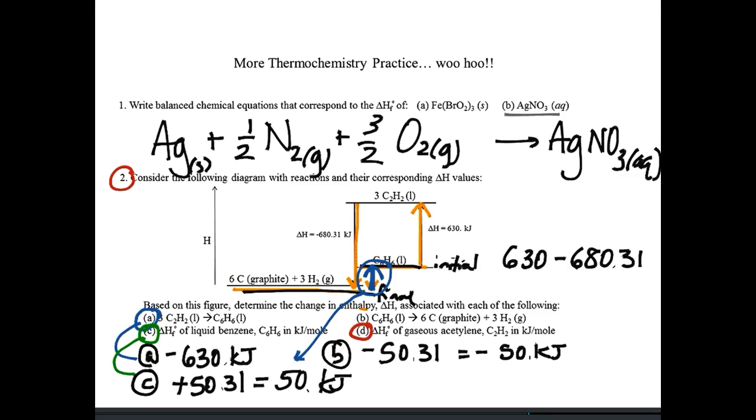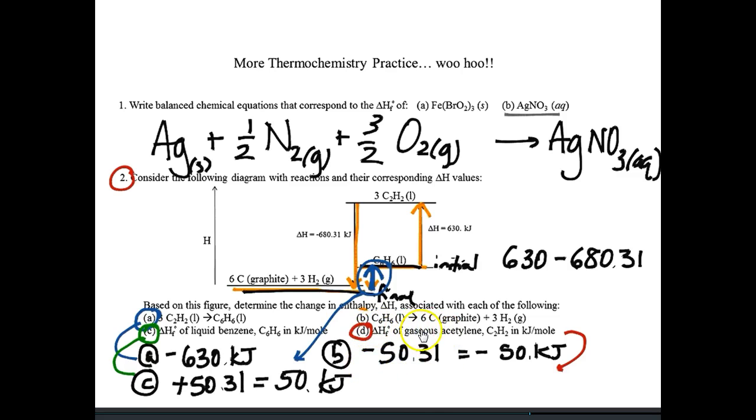Last but not least, part D, heat of formation of gaseous acetylene in kilojoules per mole. Now, the acetylene up here is in the liquid phase, and I think this is a mistake on my part. You can't actually answer the question for gaseous acetylene. I should have changed that to liquid acetylene. I didn't notice that mistake. So this should read delta H formation of liquid acetylene, C2H2, in kilojoules per mole. The reason is because liquid acetylene is on this diagram, and you don't have enough information to know the difference between the gaseous and the liquid forms. So that's just a typo here.